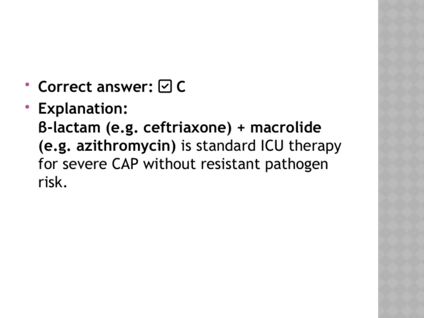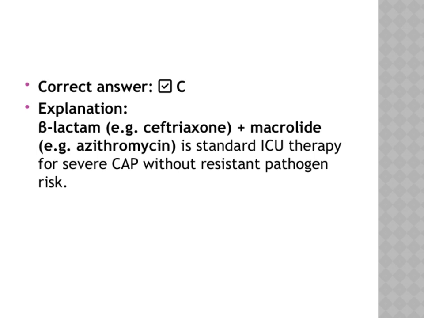All right, let's look at the correct answer here, which is option C. The key point to understand is that for severe community-acquired pneumonia, especially in the ICU setting, the standard therapy usually involves a combination of antibiotics. Specifically, a beta-lactam like ceftriaxone, which targets the typical bacteria, paired with a macrolide such as azithromycin, which covers atypical pathogens.